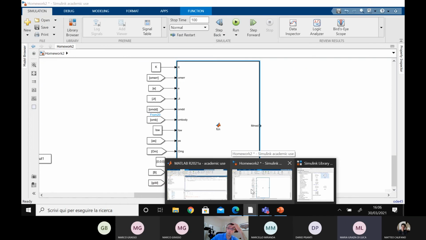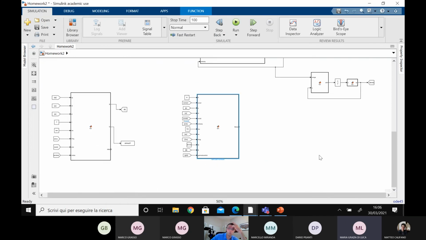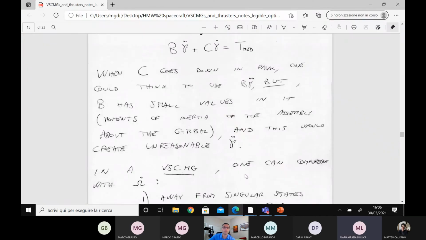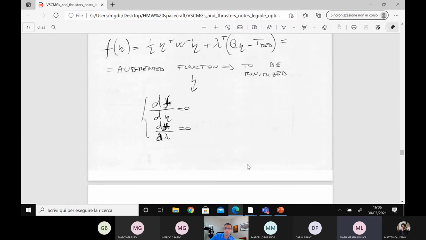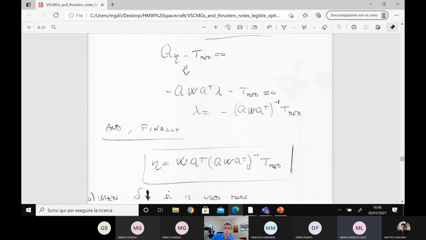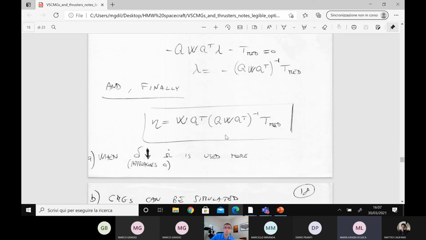Now, it's the second thing I am a little bit confused about, because we want the constraint minimum solution for eta. And so we need to define our weight matrix, and then we found that the solution, it should be here somewhere. The constraint solution was obtained for eta equal to this product times the external torque, what I call M.